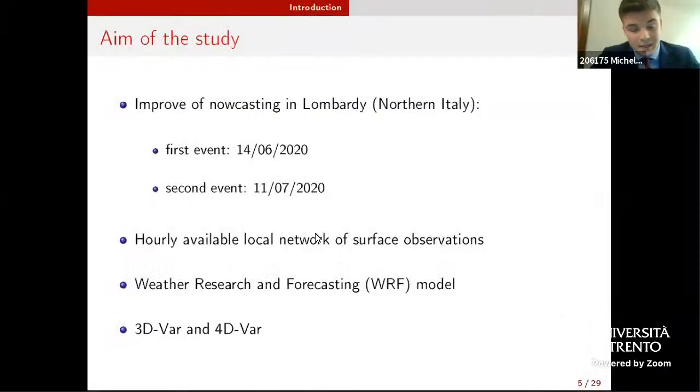Forecasting model that is a limited area model, in particular applying the 3D-Var and 4D-Var variational assimilation techniques implemented within this model.